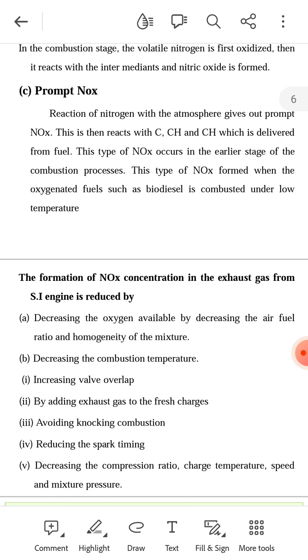The formation of NOx in the exhaust gas from the SI engine is reduced by decreasing the oxygen available, by decreasing the air-fuel ratio and homogeneity of the mixture, decreasing the combustion temperature, increasing valve overlap by adding exhaust gas to the fresh charge, avoiding knocking combustion, reducing the spark timing, and decreasing the compression ratio, charge temperature, speed and mixture pressure.